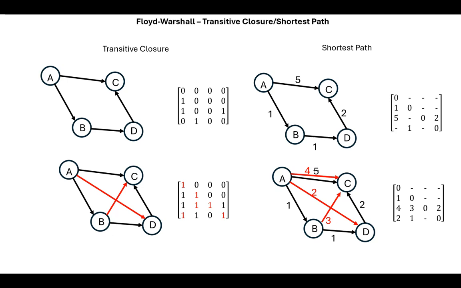In this video, we consider two versions of the Floyd Warshall algorithm. One finds us the transitive closure of a graph, and the other finds us the shortest distance between any pair of nodes. Actually, it's Warshall's algorithm which finds the transitive closure, and Floyd's which finds the shortest path, but both are often referred to as Floyd Warshall because they are very similar.